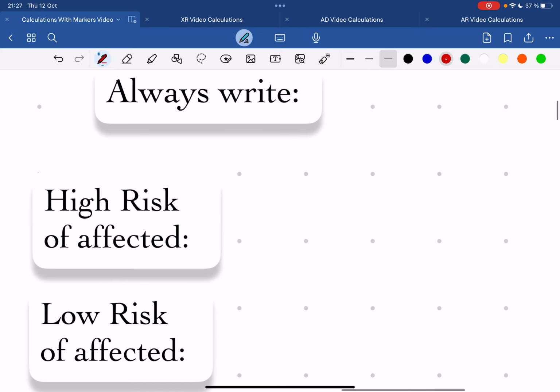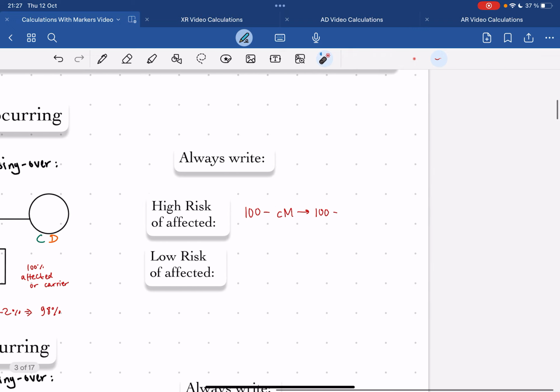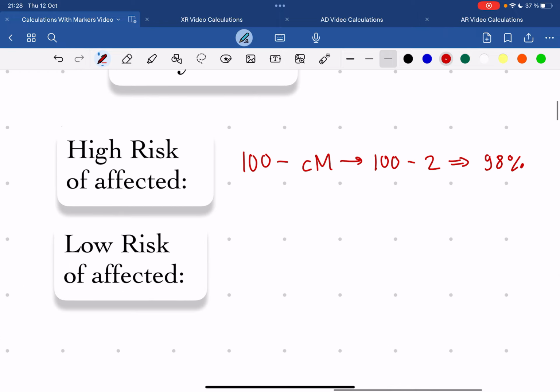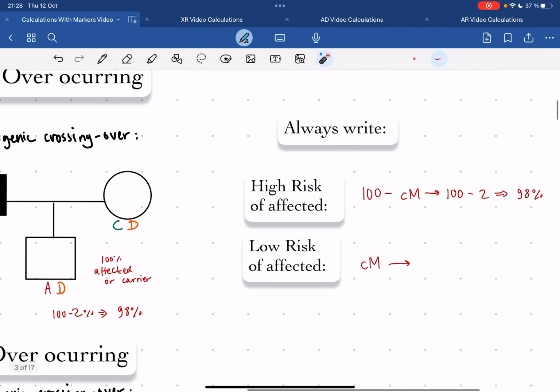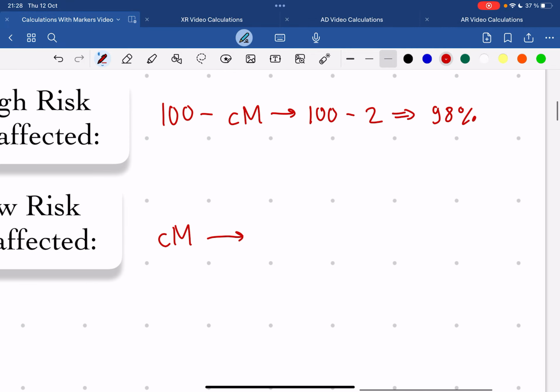So for high risk, it's always 100 minus the centimorgan. In our case, it would be 100 minus 2%, which equals 98%. While low risk is always just the centimorgans, which in this case would be 2%.